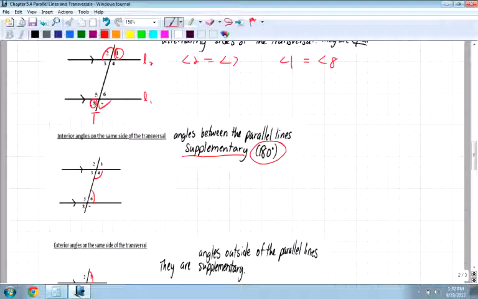They add to 180. This time, angle 4 plus angle 6, these are interior angles on the same side of the transversal. They're interior because they're in between line 1 and line 2, and they're on the same side of the transversal, right? So those two angles added together equal 180 degrees. If I was looking at the other inside, 3 and 5, those two angles are also interior on the same side of the transversal. So angle 3 plus angle 5 would also add up to 180 degrees.